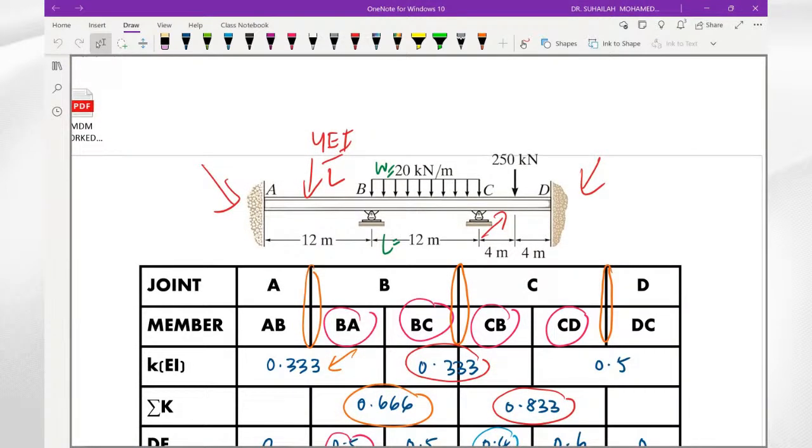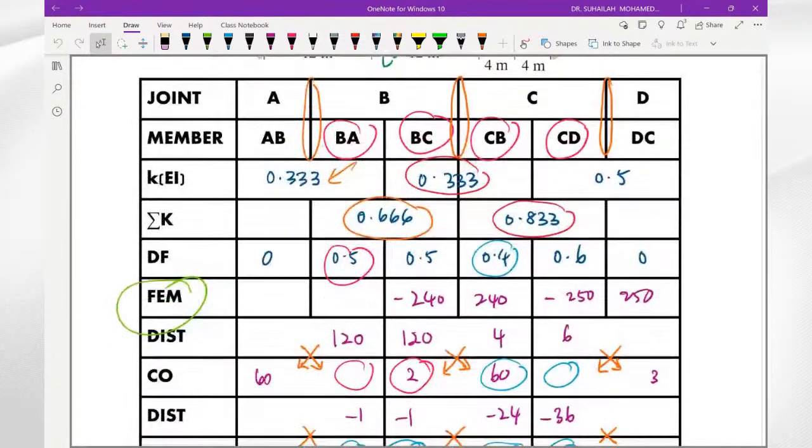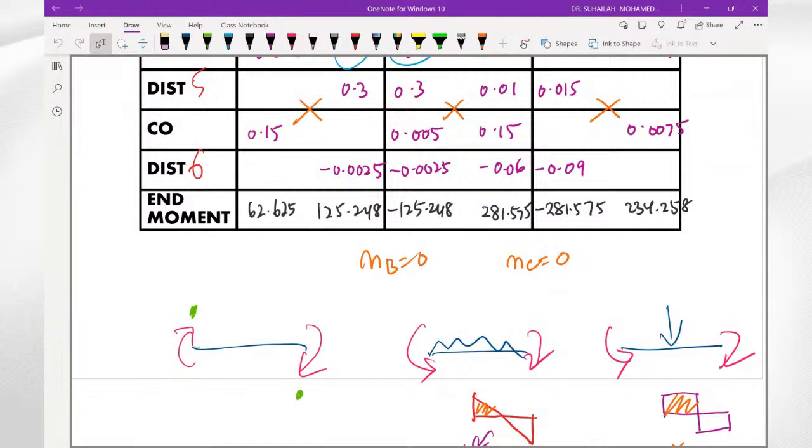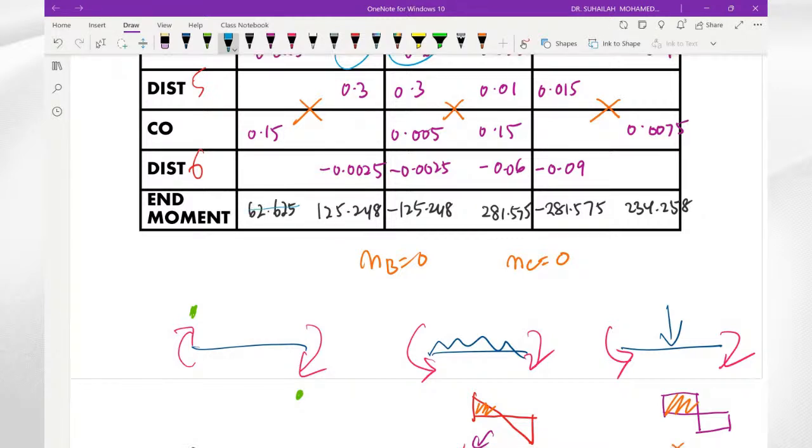This is the continuous beam, A and D are fixed. After doing moment distribution, we have the end moments, as stated. So we find that MAB is positive 62.625, MBA is 125.248, and MBC is negative 125.248. Next, MCB is 281.575, MCD is negative 281.575, and the last value, MDC, is 234.258.